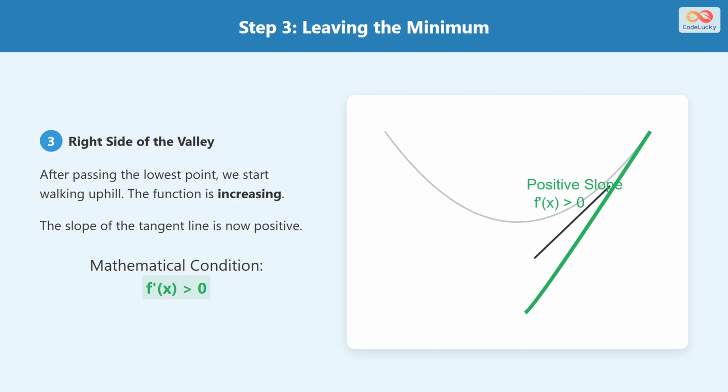Immediately after passing the bottom, we start climbing up the other side. The function is now increasing. This means the slope, f prime of x, becomes greater than 0. It is positive.